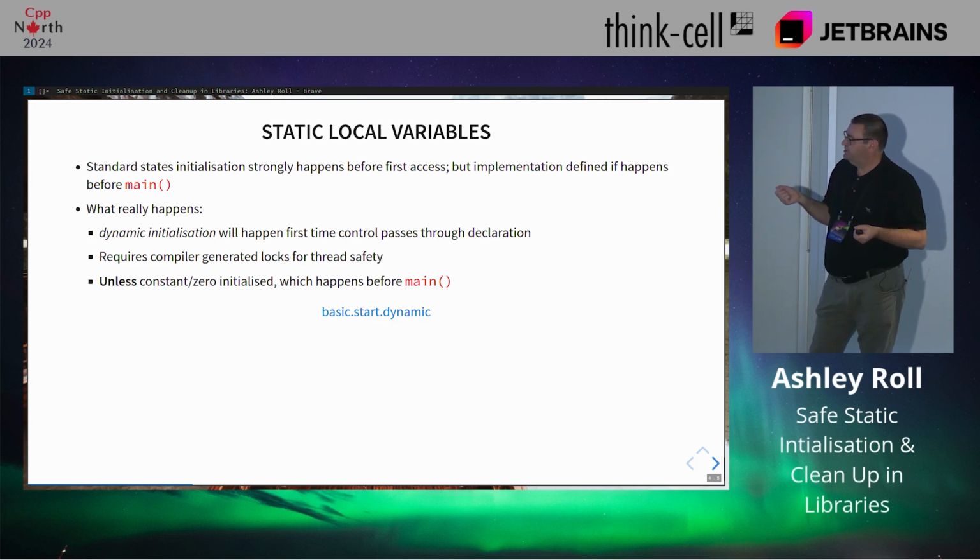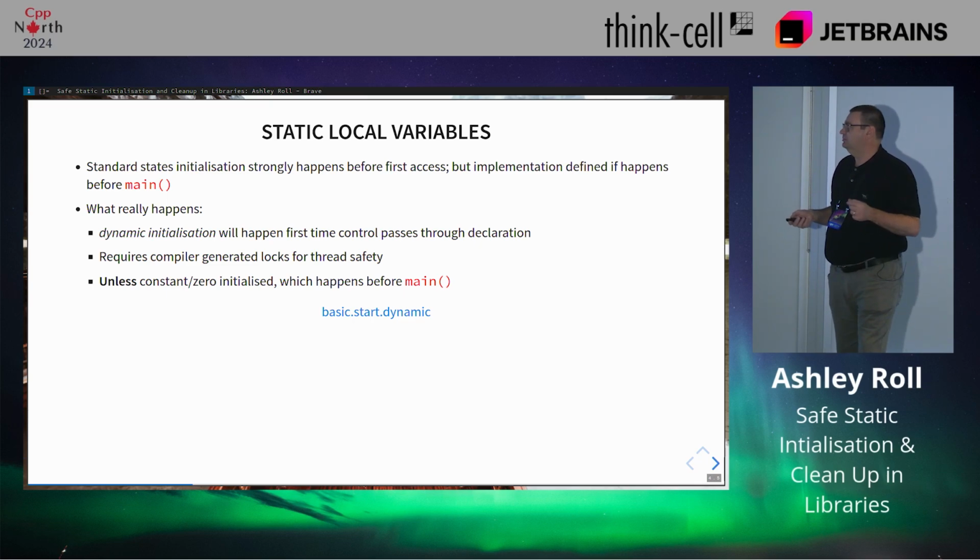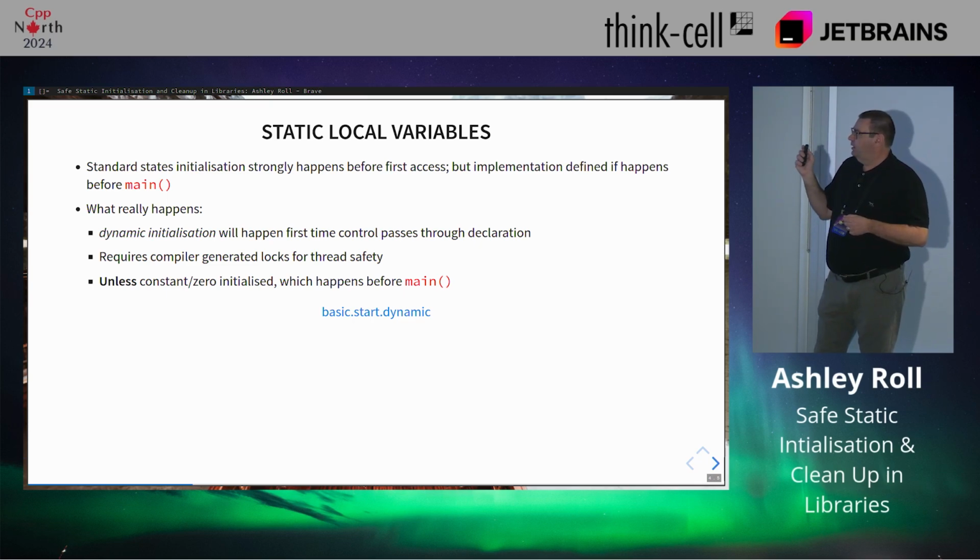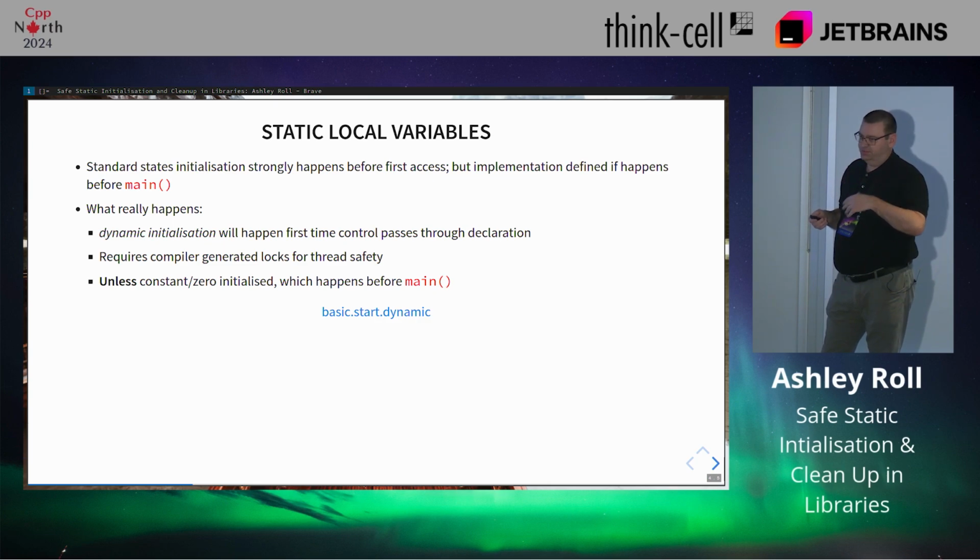It's up to the implementations to work out what they want to do. In all the implementations that I've looked at, which is basically GCC and Clang, because of what I've been using, it always happens as control passes through, unless they were constant initialized or zero initialized, which we'll look at a little bit later as well. So what really happens, as I said, is that the first time control passes through the function, that's when the initialization step happens. That's when some locking occurs. That's when the compiler arranges for those things to happen.